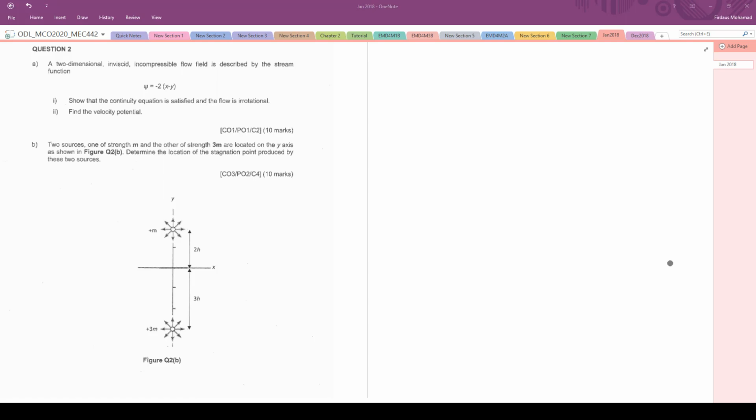Question number 2A: a two-dimensional inviscid incompressible flow field is described by the stream function psi equal to negative 2x minus y. The question asks you to show that the continuity equation is satisfied and the flow is irrotational, and then to find the velocity potential.